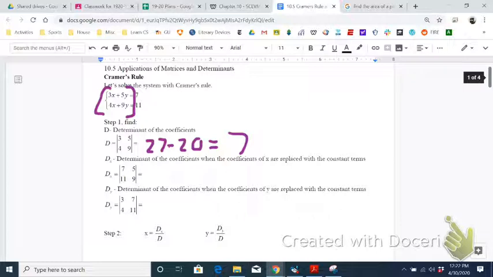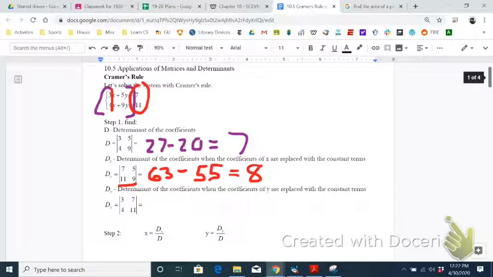Then D of x means you take that same exact coefficient matrix, but we replace the x numbers with the answers. So 3 and 4 get replaced with 7 and 11, right? Like right there. So now we find that determinant. We cross multiply, we do 7 times 9 is 63, minus 5 times 11 is 55, and we get 8.